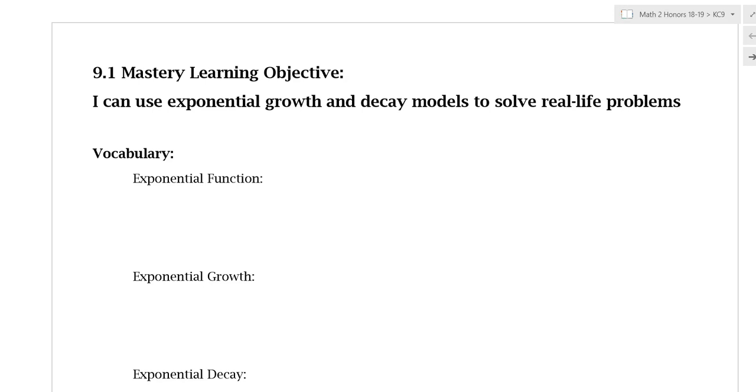We're looking at 9.1 Master Learning Objective: I can use exponential growth and decay models to solve real-life problems.